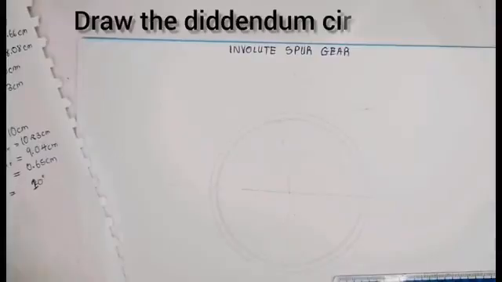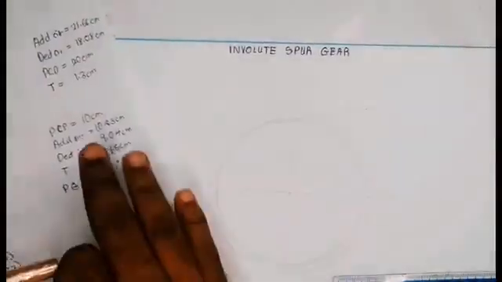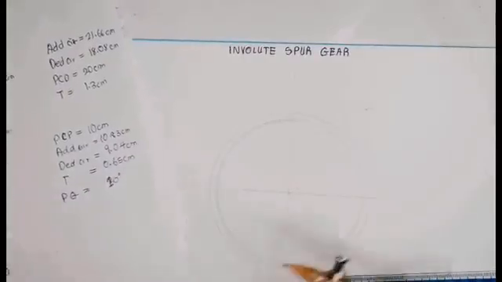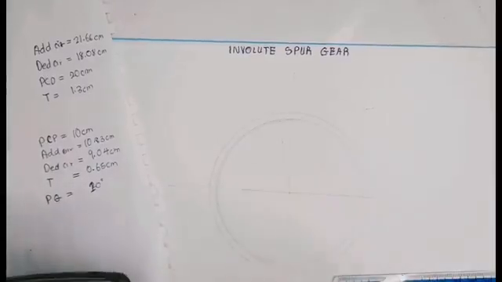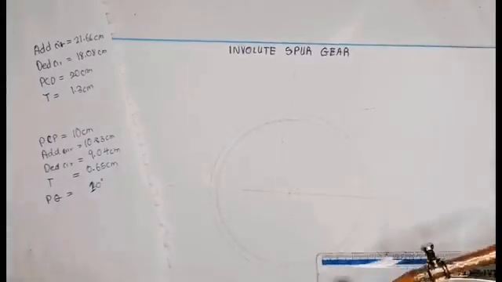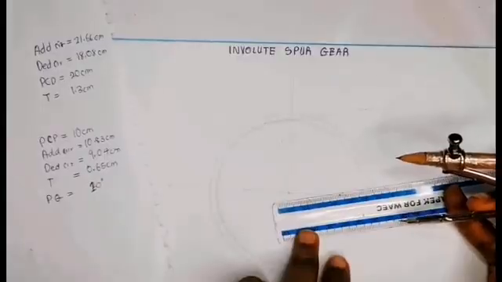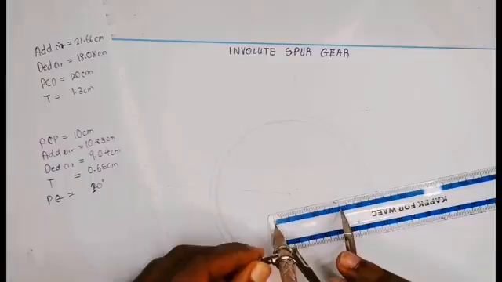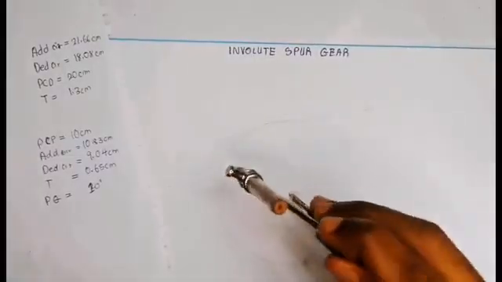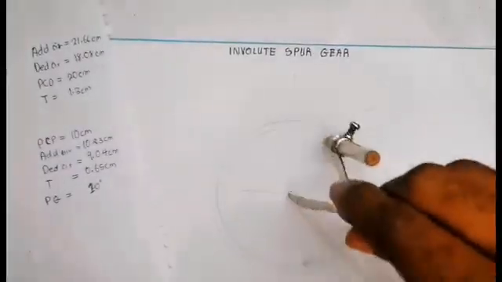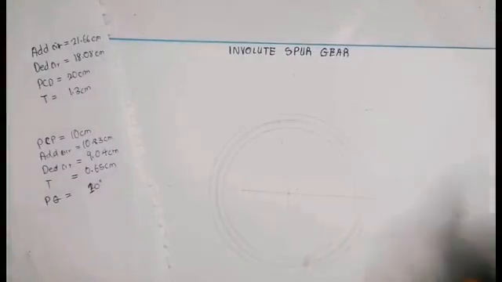After this, next we draw our dedendum circle, which is given to us, which we calculated as 9.04. This is also a diameter, and we divide it by 2 to get the radius. So 9.04 divided by 2. Now our radius becomes 4.5. We measure 4.5 on our meter rule. Place it at the 0 point and draw. This is our smallest circle in the drawing.